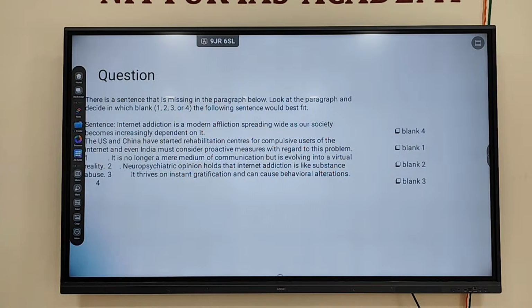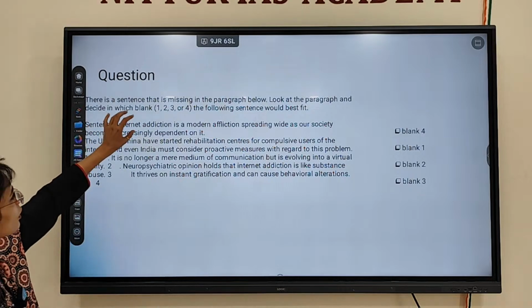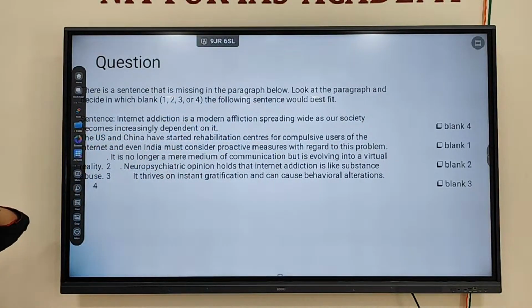Okay, there's a sentence that is missing in the paragraph below. Look at the paragraph and decide which blank fits best. Internet addiction is a modern affliction spreading wide as our society becomes increasingly dependent on it. The US and China have started rehabilitation centers for compulsive users of the internet, and even India must consider proactive measures with regard to this problem. So this is the sentence, here is the blank, and we have the third sentence. Which one fits best?